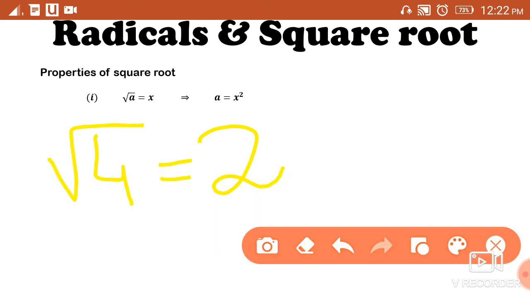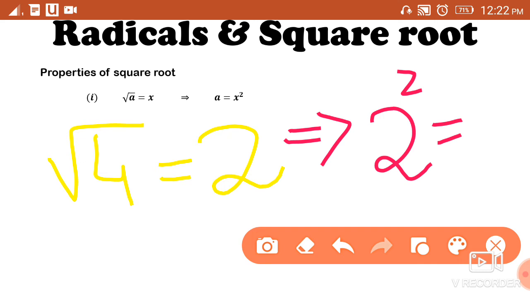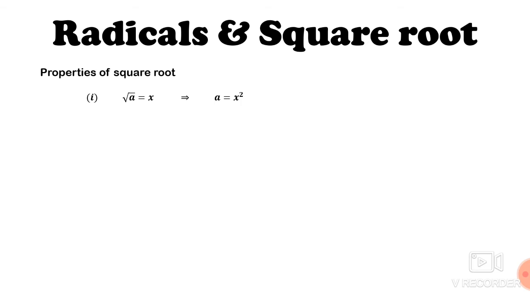If we take the square of 2, we will get 4. This is the property. Okay, if we take the square root of a number, we will get an answer. If we take the square of that answer, we will get the number whose square root we have found. This is the first property.